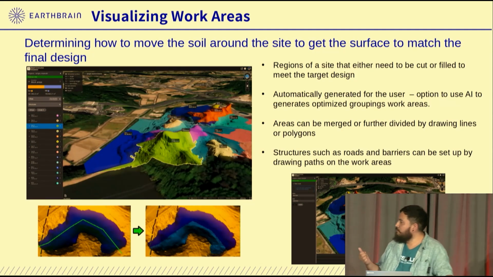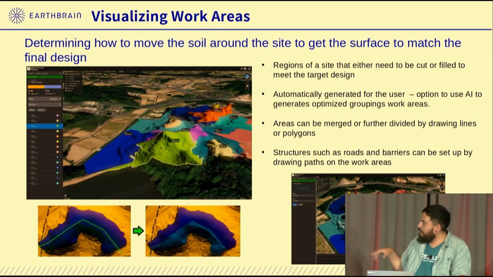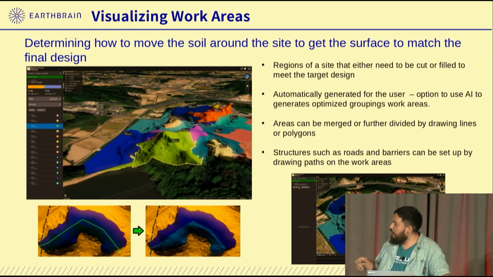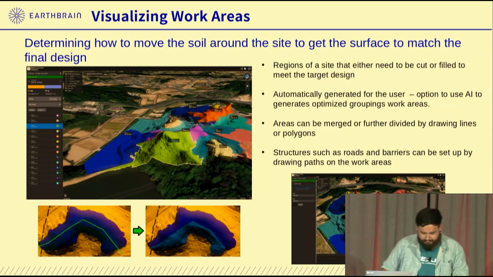In addition, besides just automating those divisions, you could also divide it by drawing a line or polygons, which will create a new area by those segments. And of course, you could also merge the areas by just selecting and then clicking on merge. And also, in addition, you could add structures such as roads and barriers, which affects the simulation when it comes to soil distribution throughout the construction site.